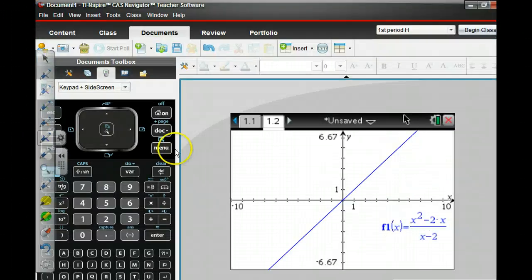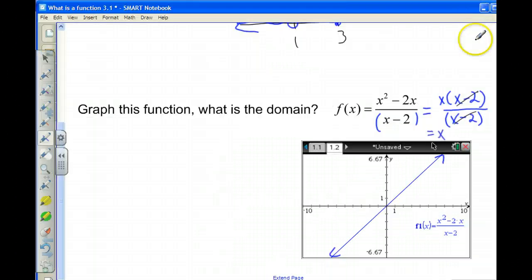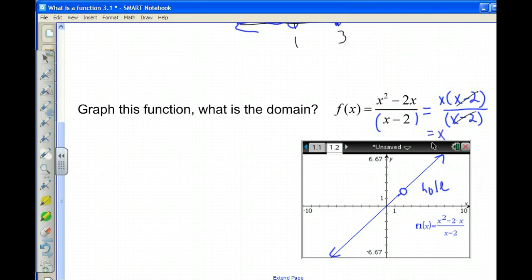And so if you look at trace, hit menu 5, 1, and if I type in 2 and press enter, it shows me that there is in fact a hole right there. 2 is undefined, and so there's a little teeny tiny hole. So when you draw that graph by hand, make sure to put a little teeny tiny hole right in there. It's going to look something like that, where there's a little hole in there. So there's something called a hole in a graph you'll see occasionally that could come into play.